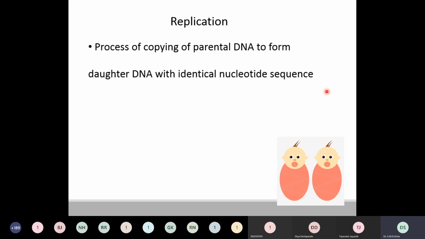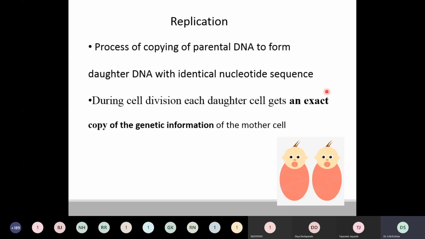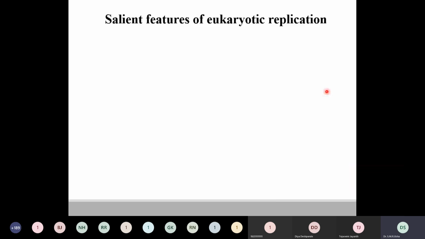The purpose of replication is, during the cell division, each daughter cell should get an exact copy of the genetic information that was present in the mother cell. That is the idea why DNA should replicate. So, definition of replication is making exact copies with identical nucleotide sequence. Purpose of replication is so that each daughter cell, after cell division, they get an exact copy of the genetic information which is present in the mother.